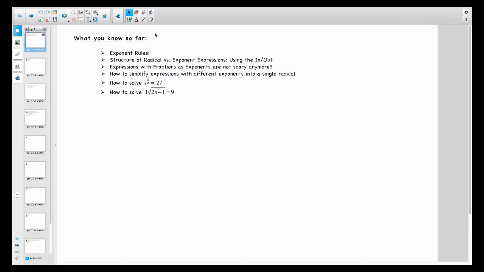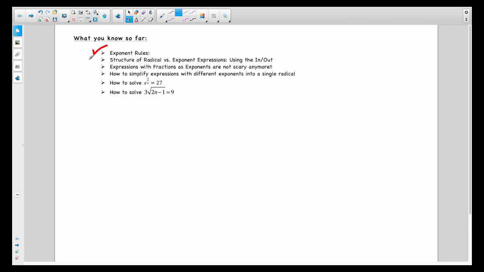Okay, so let's just review as we usually do what we're up to and what you've learned so far. So in this Unit 9, we have established some rules of exponents, which are important, how to go from radicals to exponents and vice versa, knowing that something with a fraction as an exponent is really not a big deal anymore. There's so much we can do with it. Okay, how to simplify expressions with different exponents into a single radical. That was kind of cool.